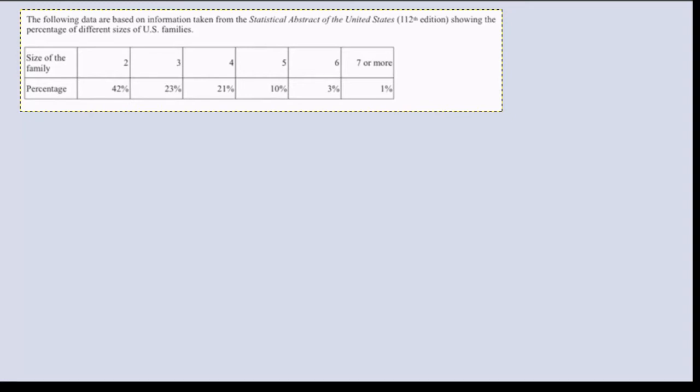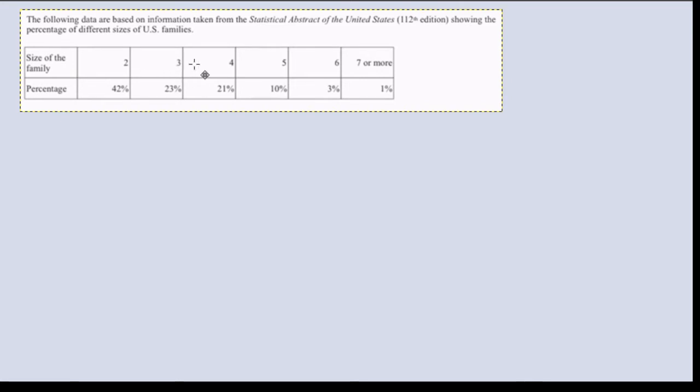Here's some data from one of Kathryn Kozak's videos. It seems apparent that the population that we're looking at is the population of families in the U.S. And the random variable that we're looking at is the size of the family. Now, what's provided for us here is essentially a discrete probability distribution.